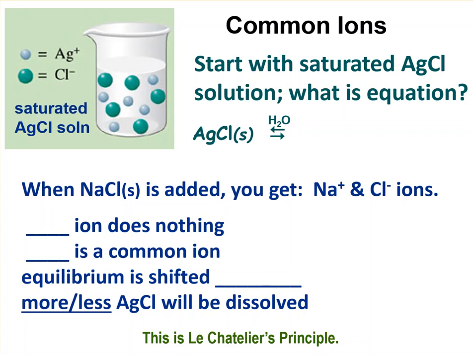Now let's look at the effect of common ions. We have actually already done this when we talked about Le Chatelier's principle. So it's the same thing, but anyway, let's look at this example. If we started with a saturated solution of silver chloride, what is the equation? We're going to break it apart into ions.